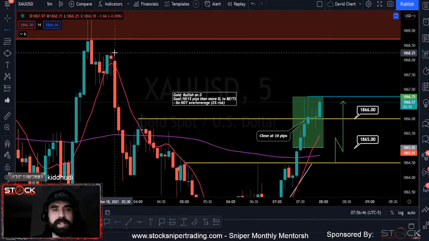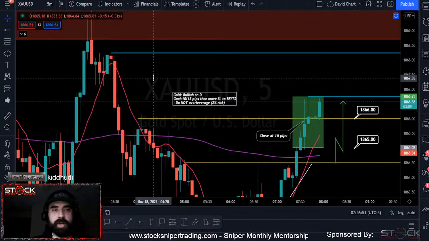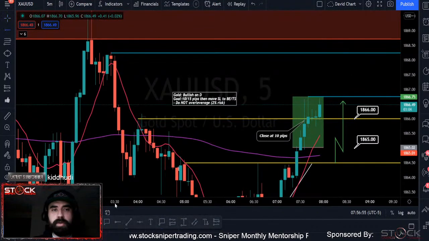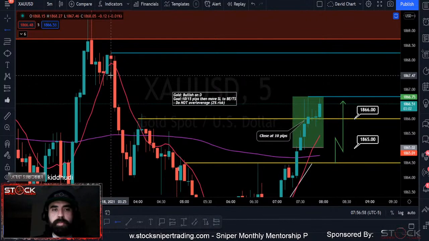What are your guys' thoughts? Do you guys think gold is going to go bullish or bearish? What are your guys' thoughts? I always like asking you guys. Okay, that's good support right there. Chopping through that bearish candle.